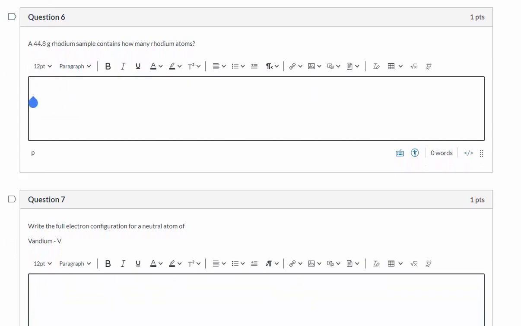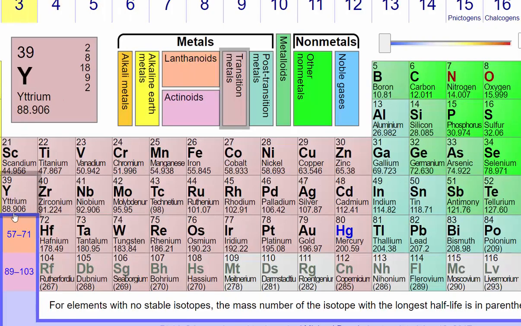If a 44.8 gram rhodium sample contains how many rhodium atoms? Well, rhodium is Rh, and this is a great question because it requires you to know how to use the periodic table.